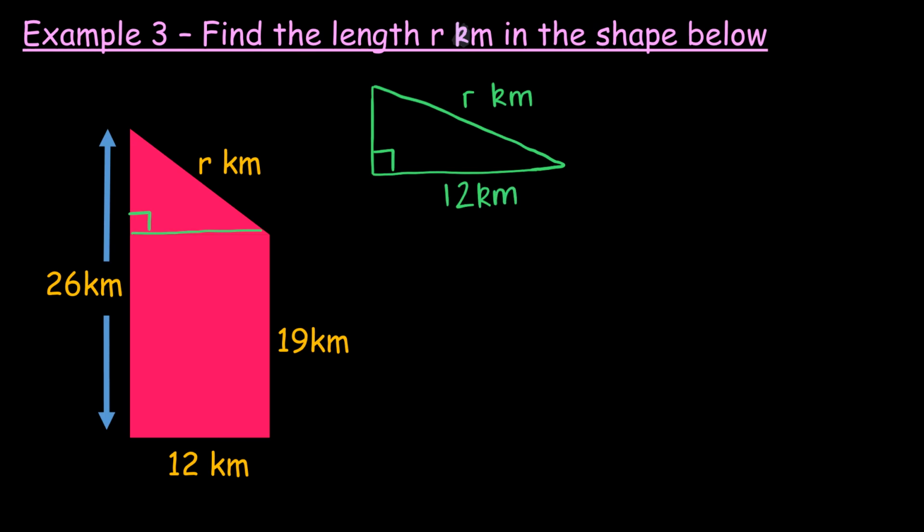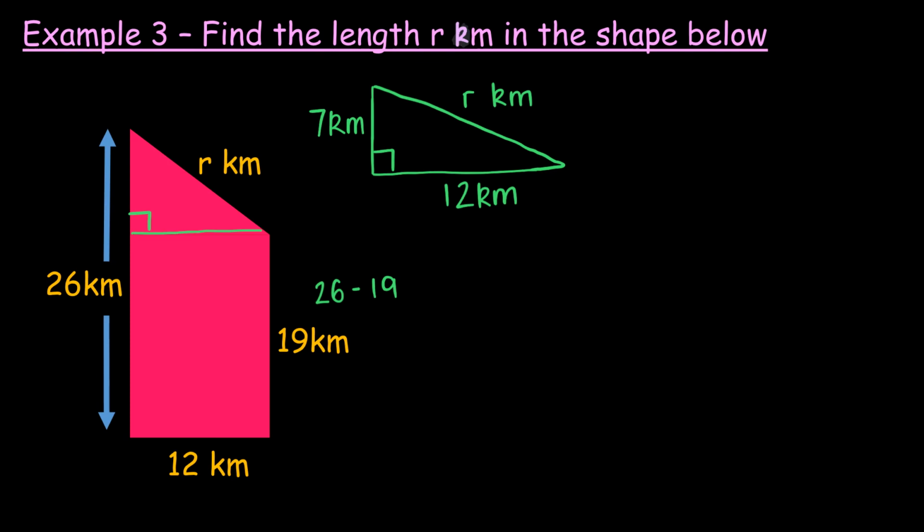Then we have to look at this vertical side. And if we know that from the bottom all the way up to the top is 26 kilometers, and we know that from the bottom up to where the triangle starts is 19 kilometers, we can do a quick taking away sum there. So just doing 26 take away 19 to work out what this height is. And it's 7 kilometers.